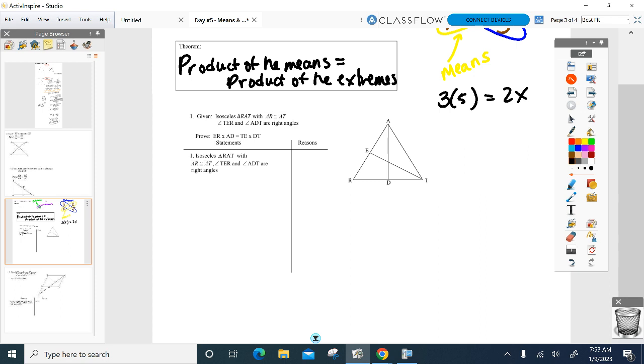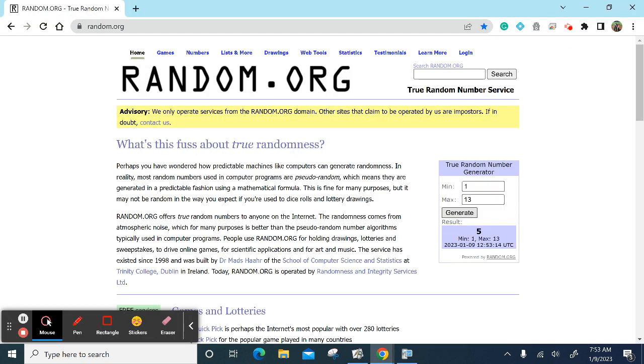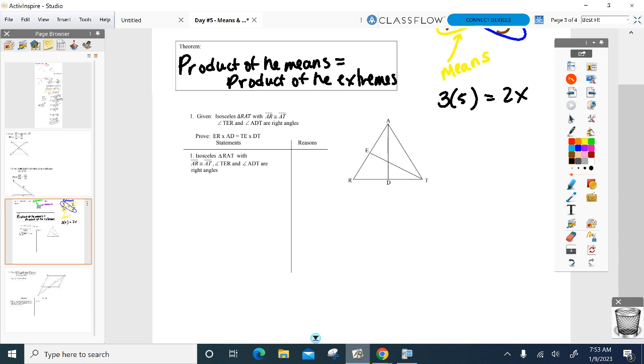Everyone look at ER. Can everyone find a triangle that has ER as a full side? Name it. Name that triangle that's got ER as a full side. ERT.